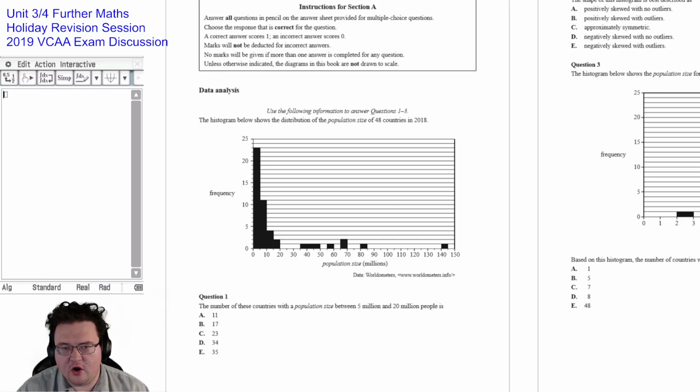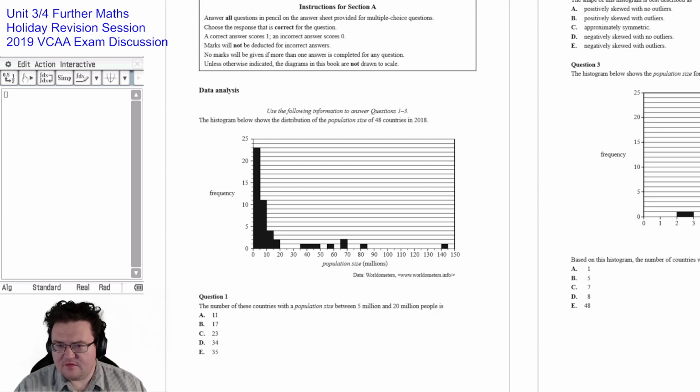Today we are going to be going over Unit 3 for further maths. This is the 2019 VCAA exam number 1, which is the multiple choice exam. I have the questions here on my whiteboard behind me. I'm going to scribble all over it and we're going to talk about the answers. If at any time you have a question, please put it into the chat and we will address it.